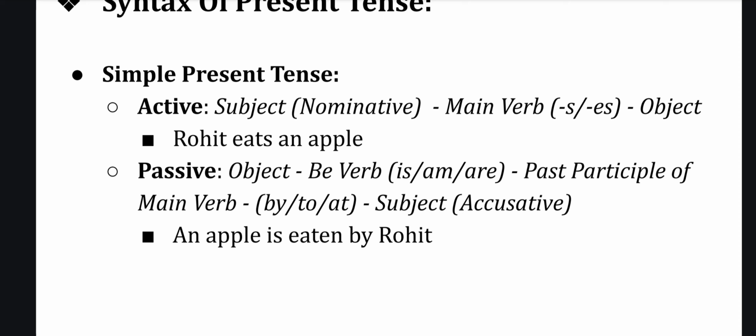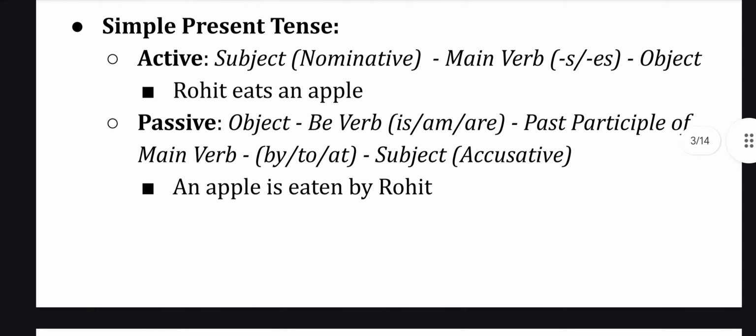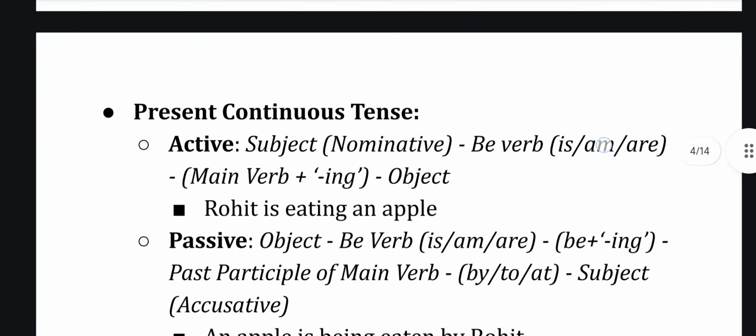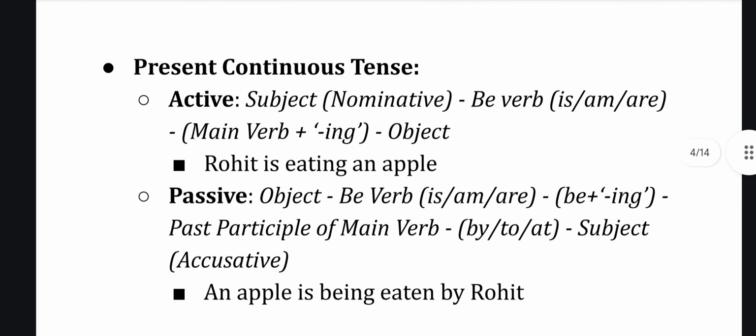Okay, that is the active mode, that is the active sentence. And if you want to turn it into passive, you have to write: an apple is eaten by Rohit. Now, in the next subject, we are going to learn about the present continuous tense.